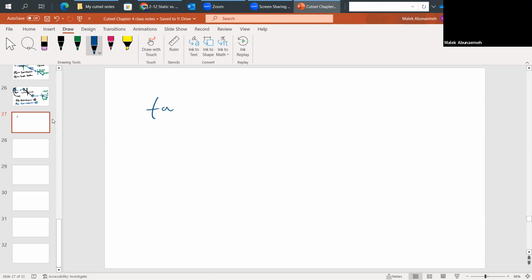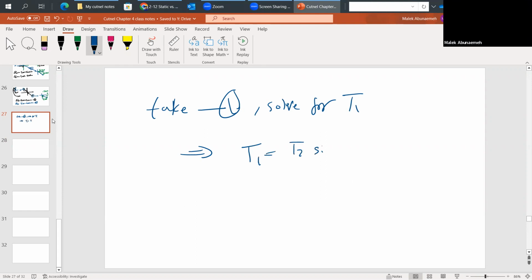Now we're going to take equation 1 and solve it for T1. That means T1 is going to equal T2 sine 80 divided by sine 10. Right there, I'm sorry.